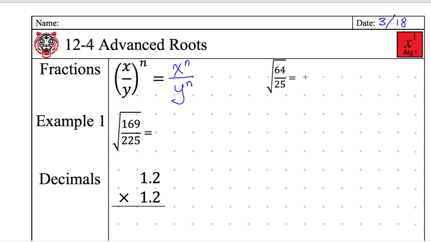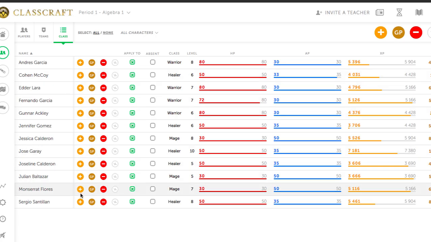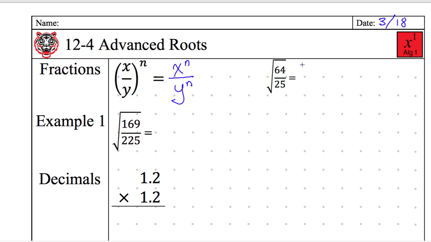Yeah, Sergio. Is it 8 over 5? Oh yeah, you skipped a step and you are totally correct. It is 8 over 5, so thank you, Sergio. And I'm going to show Sergio's work here. Sergio saw that I'm going to take the square root of the top and the square root of the bottom. So this can be rewritten as the square root of 64 on the top, all divided by the square root of 25 on the bottom.